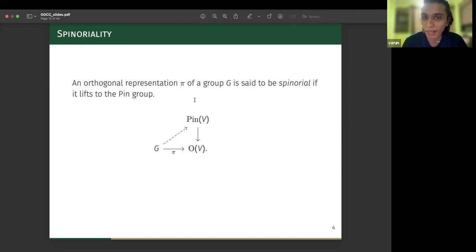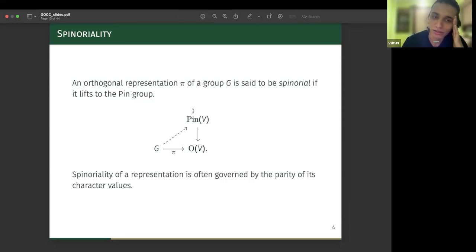Now this orthogonal group has a topological double cover, which is the pin group, and we want to ask if there exists a homomorphism from G into the pin group that makes this diagram commute. And if that happens, then pi is said to lift to the pin group, or it's said to be spinorial.